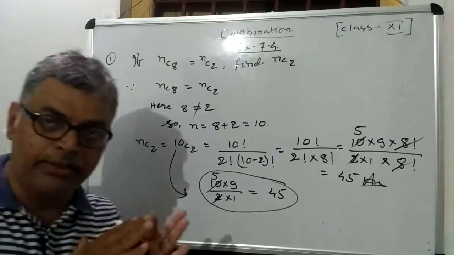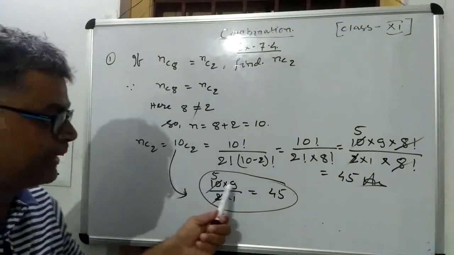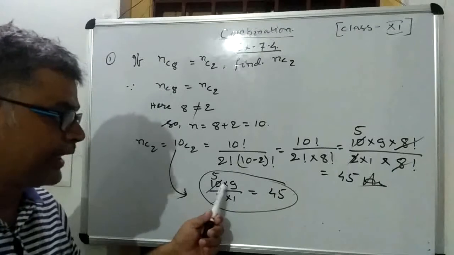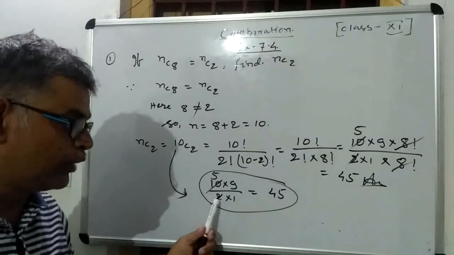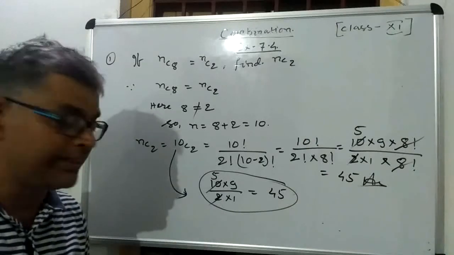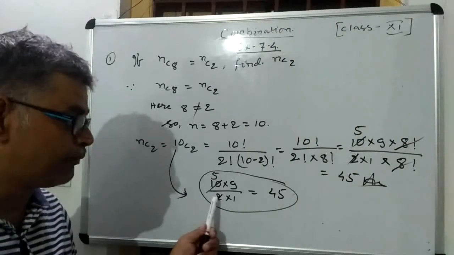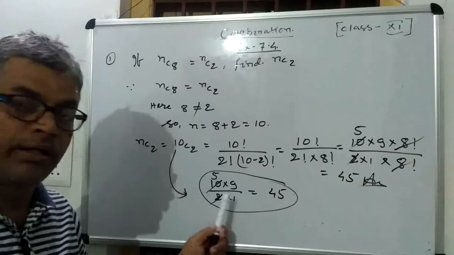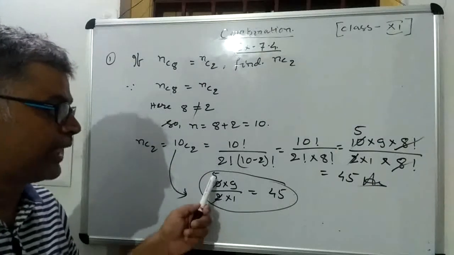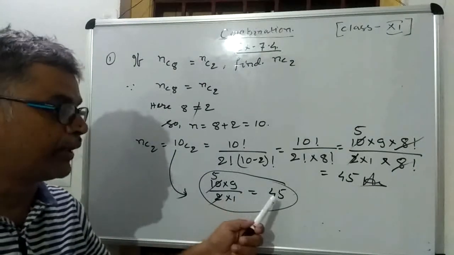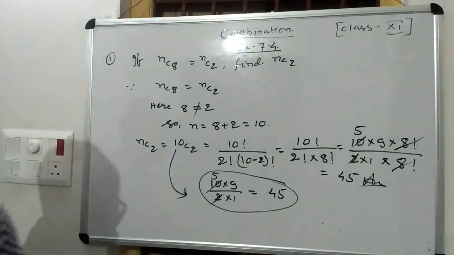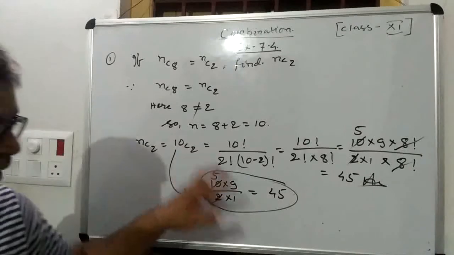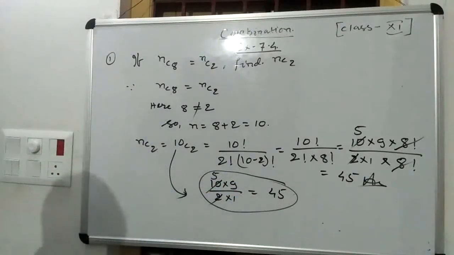10C2 means write two consecutive numbers in decreasing order, that is 10 into 9. And thereafter, since there is 2, in the denominator write two digits in decreasing order in the product form. So 2 into 1. 2 fives are 10 and 5 nines are 45, which is your required answer. In both cases, you will get the same answer. So this is the short trick of calculating the value of combination. All of you should know it.